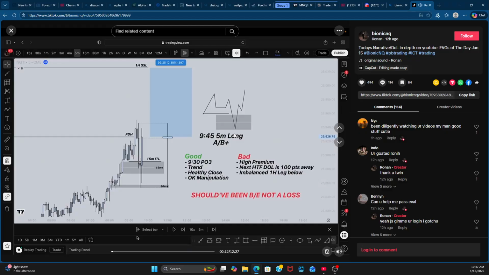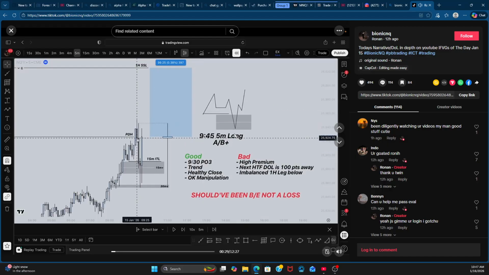Starting off with the 9:45 5-minute long. Now I gave this trade an A or a B plus. Why did I do that? Well, going into the good part of this trade, you obviously have the 9:30 PO3. You're with the trend. You have a healthy close, and you have okay manipulation. So obviously you can see the 9:30 PO3 visualized right here.